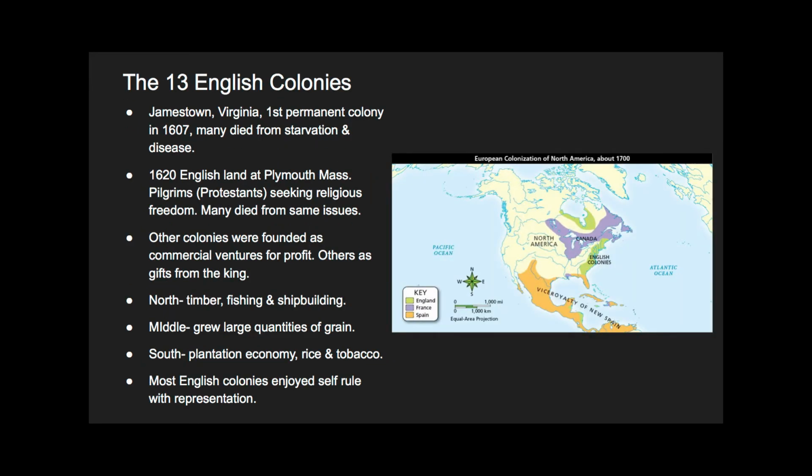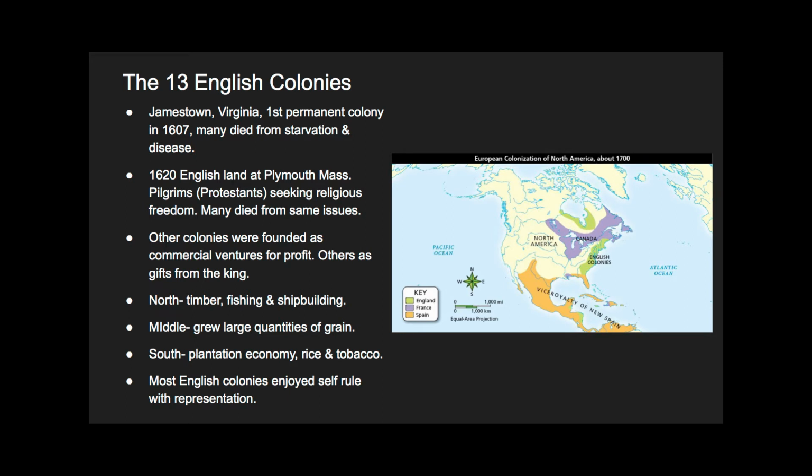All right, let's move to the 13 English colonies. We'll start with the first permanent English colony, which will be Jamestown, Virginia, in 1607. Its early years are going to be filled with disaster. Many of these settlers will die of starvation and disease. We'll even throw some cannibalism in there as they are just trying to survive. A lot of these early colonies are very reliant on supplies coming from the homeland, and when those supplies don't make their destination, we have events like this happen.